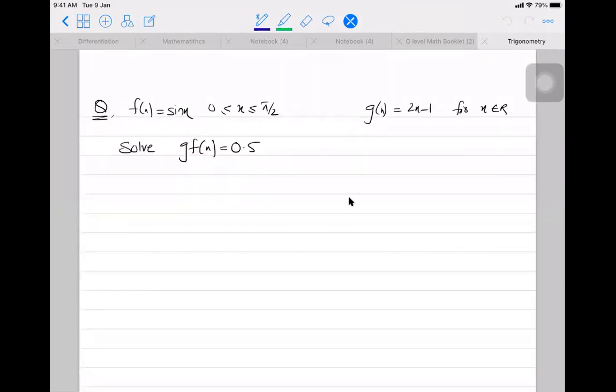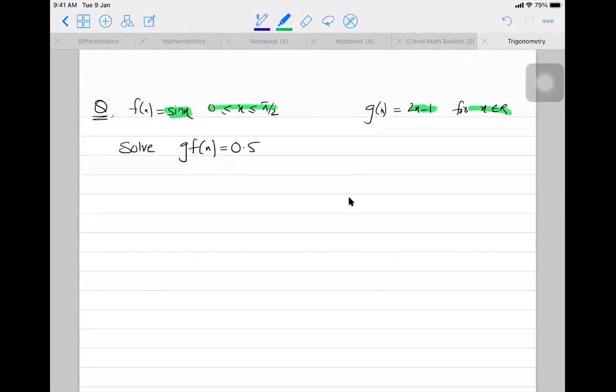Okay, let's try this question as well. You have been given that f of x is equal to sine x for this domain, and g of x is equal to 2x minus 1 for this domain. And you are being asked to solve g f of x.